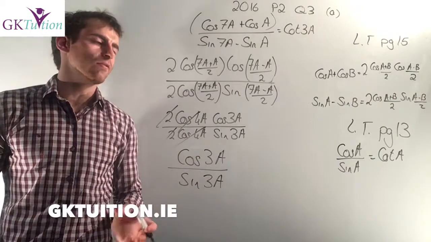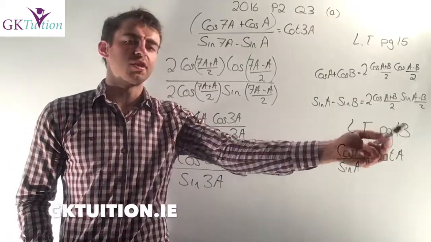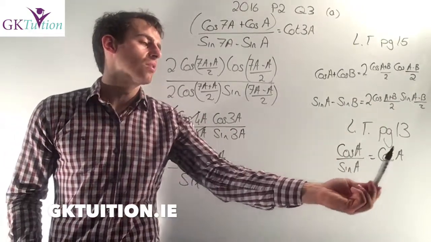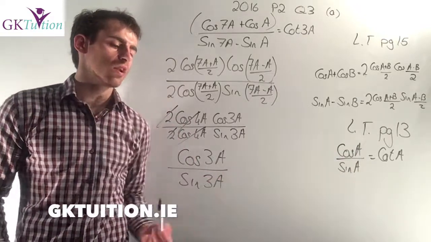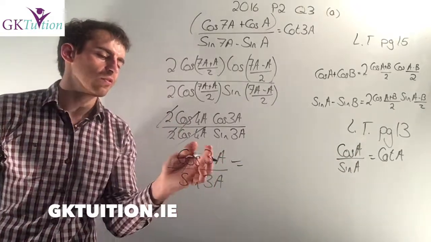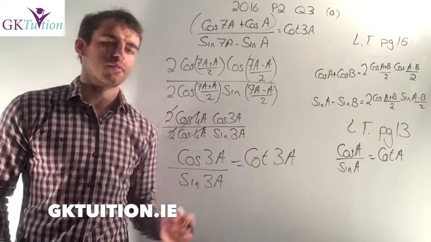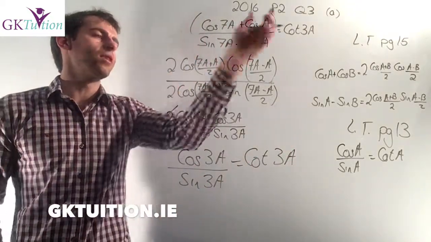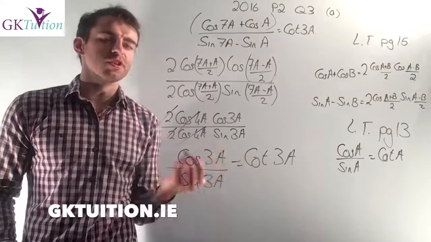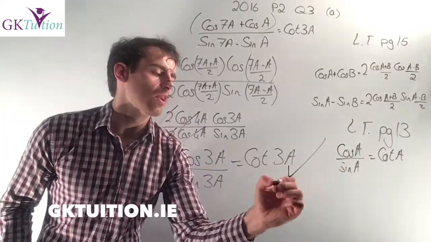And at this point now, if you look at your log tables, on page 13, it tells me that the cot of A is the cos of A over the sine of A, which means that the cos of 3a over the sine of 3a is just the cot of 3a. So I started with my left hand side and I've ended up with the right hand side. So because I was asked to show, just put a tick beside it and say that it's true.